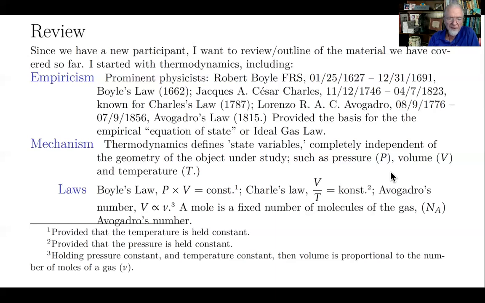So thermodynamics defines something called state variables, which are generally completely independent of the geometry of the object under study. So for instance, in a gas, there's only pressure, volume, and temperature. All of those things, whether you do it in a sphere, a peanut, a cylinder, a cube, you name it, it doesn't matter what the geometry is, you get the same results.